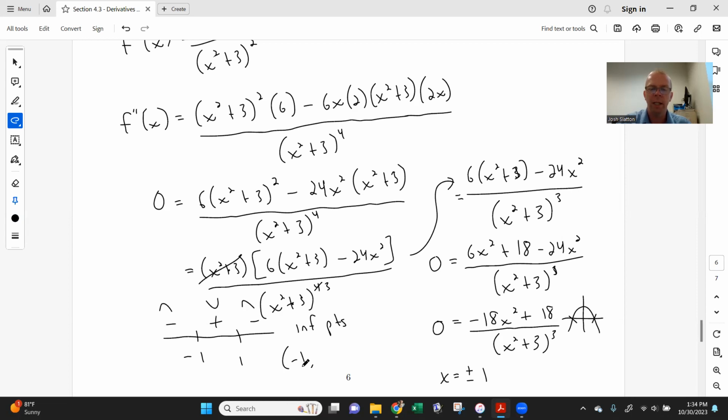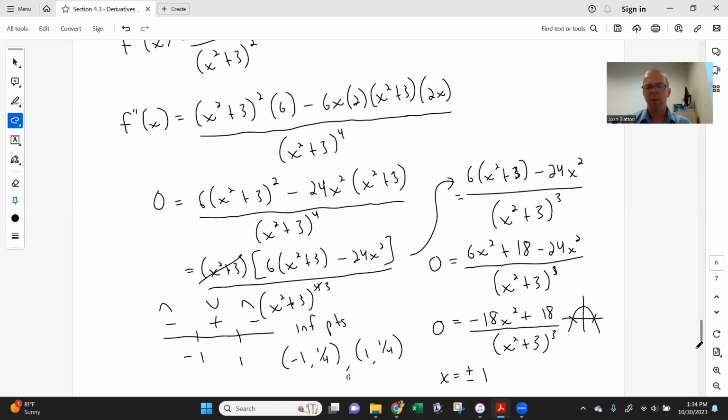For -1, I'm not going to scroll up, but we're going to plug -1 into the original f. So we have -1 squared over -1 squared plus 3, which comes to 1/4. Then we do the same thing with 1, and we get the same thing since we're squaring 1 anyway, so it's not changing anything.